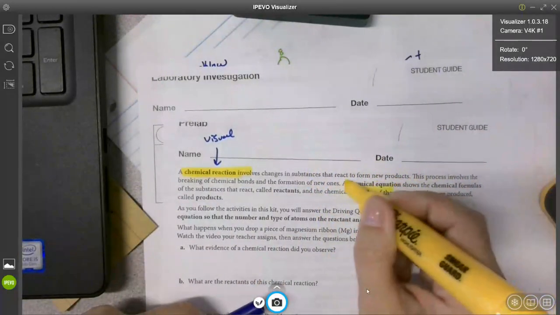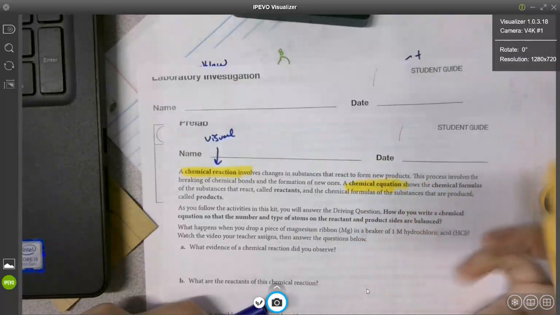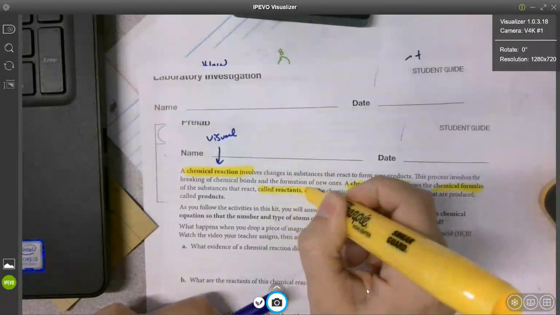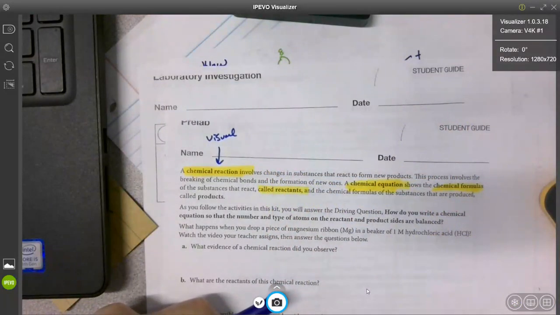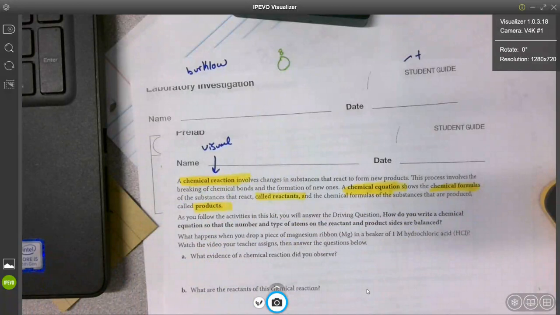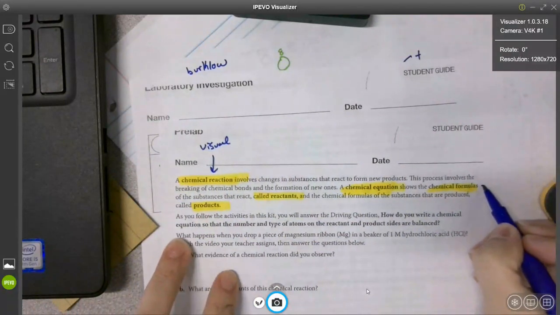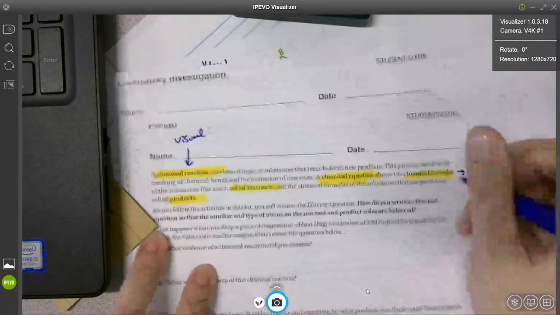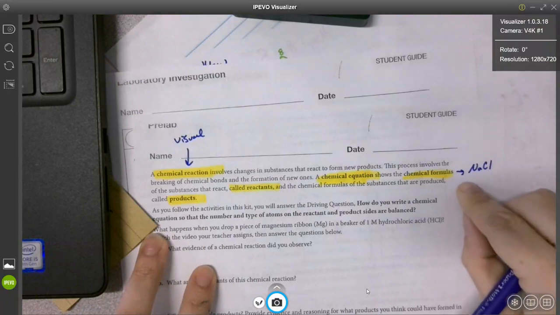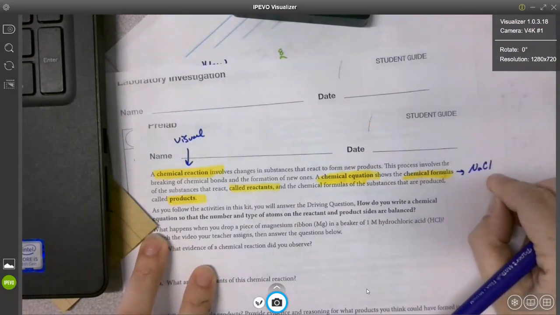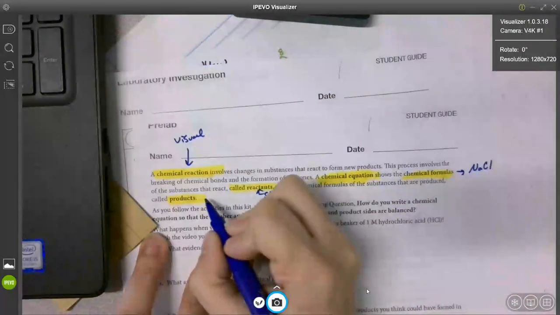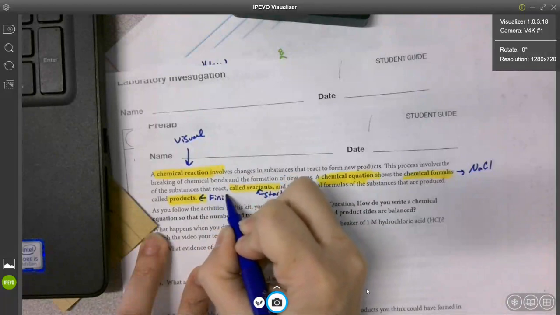A chemical equation shows the chemical formulas of the substances that we call reactants and the chemical formulas of the substances that are produced, that are called products. So these are a lot of words here. A chemical formula is something super simple. So if I have a grain of salt, its chemical compound is NaCl, sodium chloride. A reactant is something that you start with, and a product is something that you finish with.